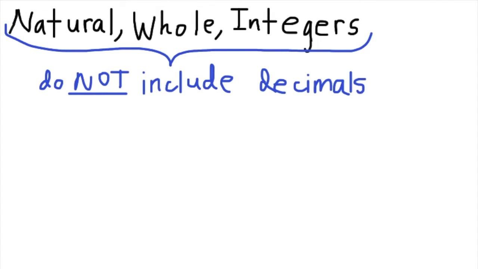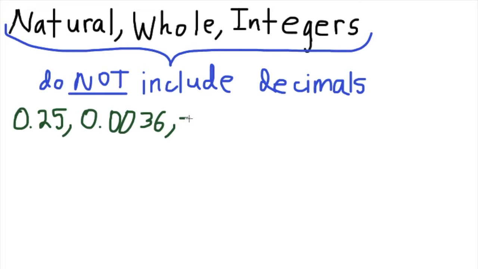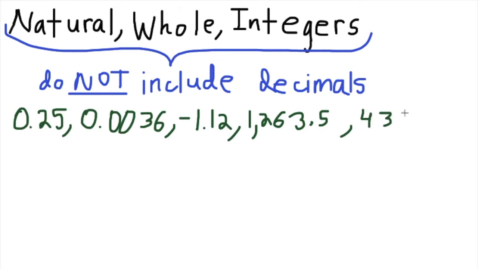So for instance, if I have 0.25 or 0.0036 or negative 1.12 or 1263.5 or 432.6. All of these and many, many, many more decimals are not natural numbers, not whole numbers, and are not integers. These numbers do not fall in any natural, whole, or integer category.